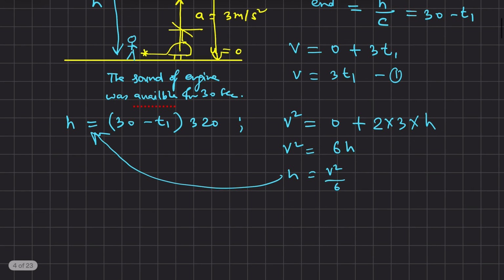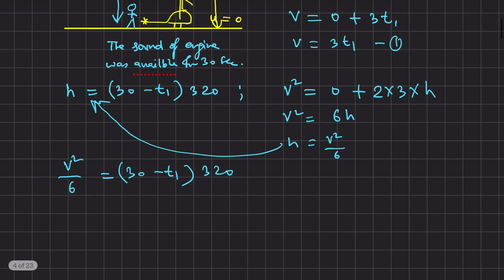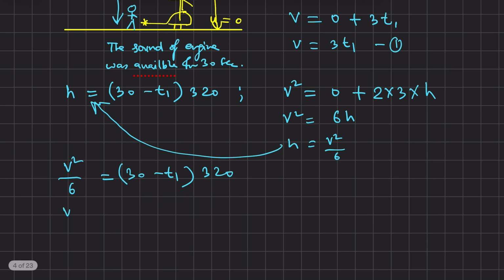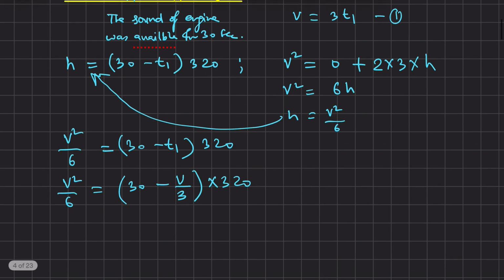If I put this, what I'll get is v square by 6 is equal to 30 minus t1 into 320. So it is a quadratic that is getting formed. We have to replace t1. How do we replace t1? t1 is equal to v by 3. So let's put v by 3. So v square by 6 is equal to 30 minus v by 3 into 320. Now we have an equation in v only. We have to solve this quadratic and we can get the answer.